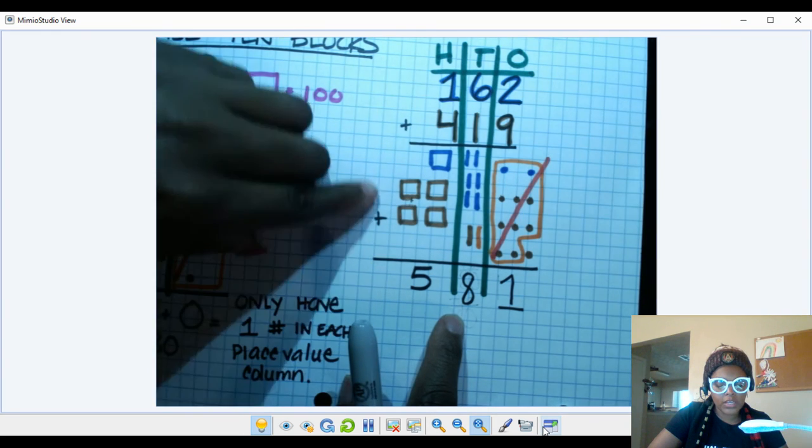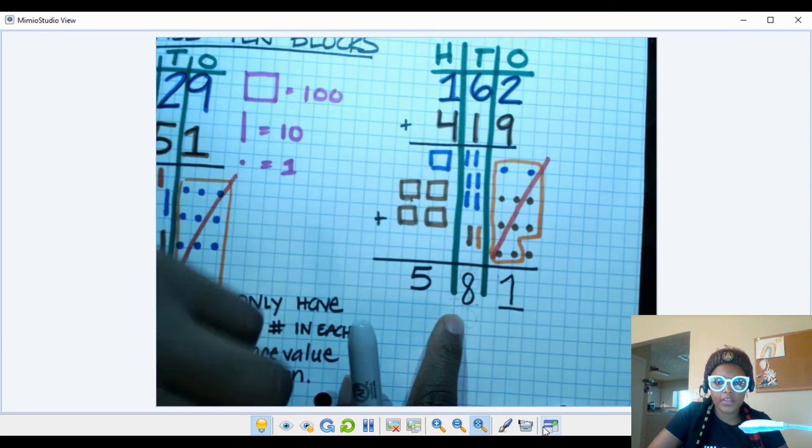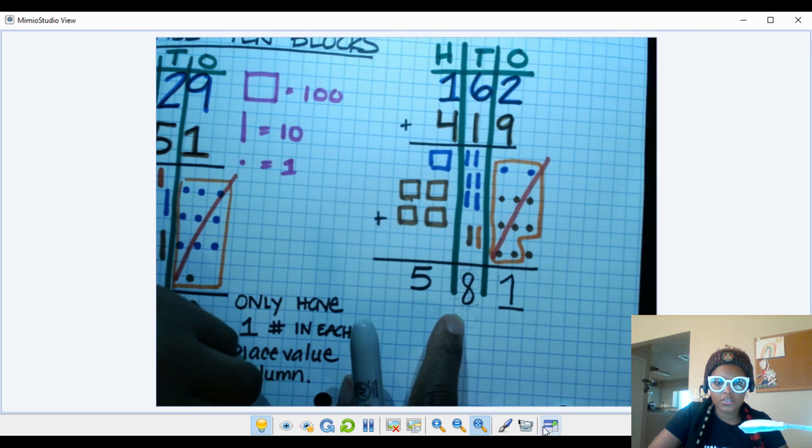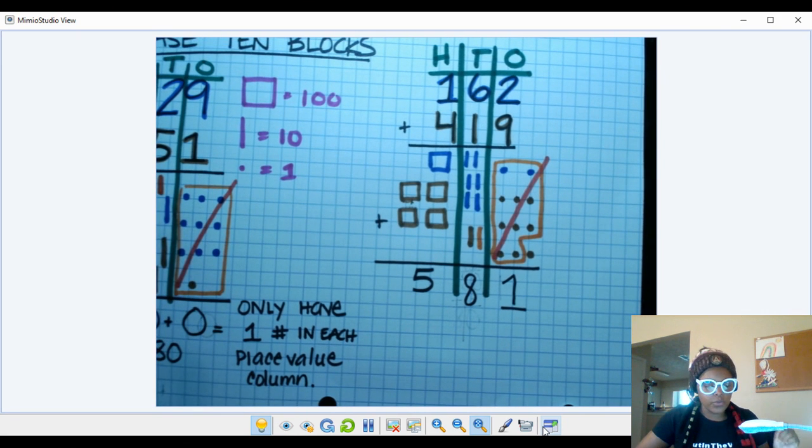And how many hundreds do we have? 1, 2, 3, 4, 5. 5. Put that there. Perfection. So that is one way to add 2 and 3 digit numbers using base 10 blocks.